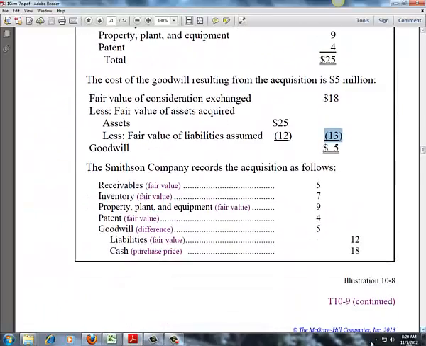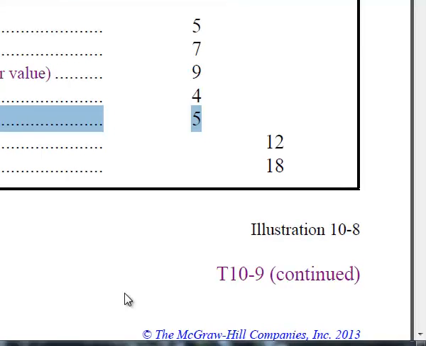The journal entry to record this is to set up all of your assets at fair value, set up the liabilities at fair value, show the cash that was paid, and the resulting difference is your goodwill. Now you have to remember that goodwill is one of those intangibles that is not amortized, and I'm going to be required to periodically check for impairment of the value of this goodwill.